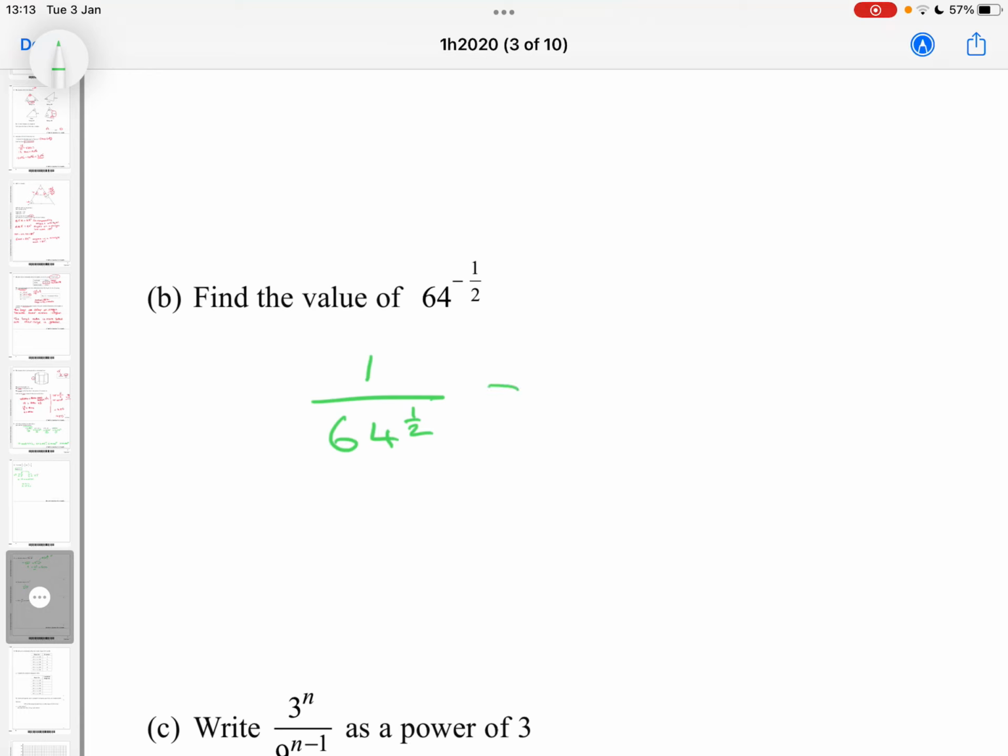Then we've just looked at when we have a fraction as the indice, it means we're going to be doing, in this case, the square root, because the denominator is 2, and then to the power of 1, so that 1 doesn't really matter. So square root of 64, so the answer is 1 over 8.